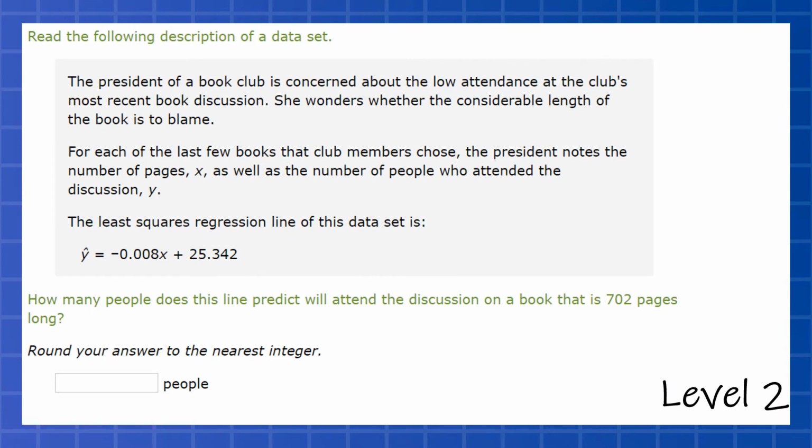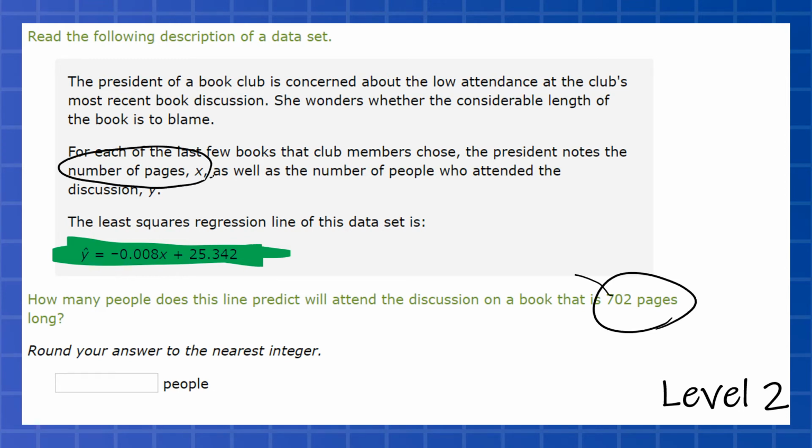In this example, it again gives us a whole big thing, but we have the least squares regression line. It tells us right there, and it says how many people does the line predict will attend the discussion on a book that is 702 pages long. What that requires me to do is say, where does 702 pages go in my equation? It says the number of pages is X. So I'm just going to plug in 702 for X.